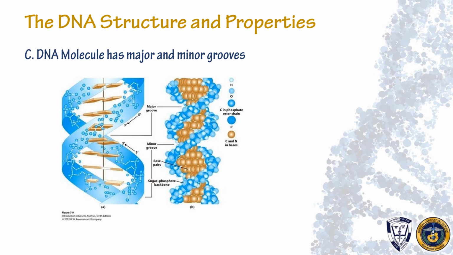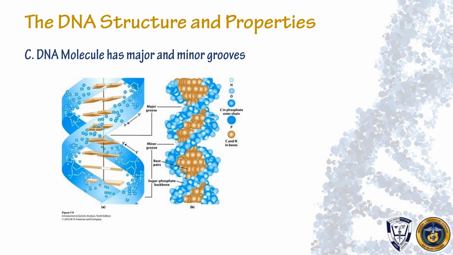So, the major groove occurs where the backbones are far apart, and then the minor groove occurs where they are close together. So, the grooves twist around the molecule on opposite sides. And paano nga natin ma-identify yung major and minor grooves natin? Yung major groove natin is wider than the minor groove.